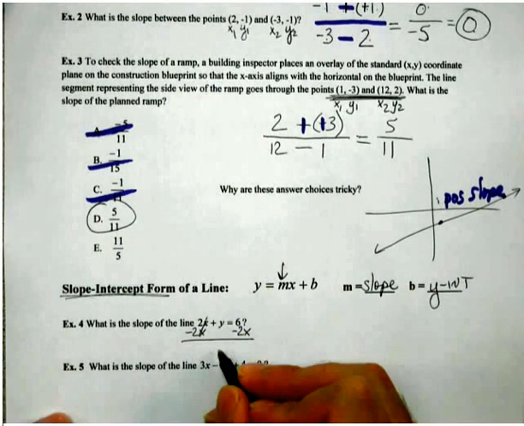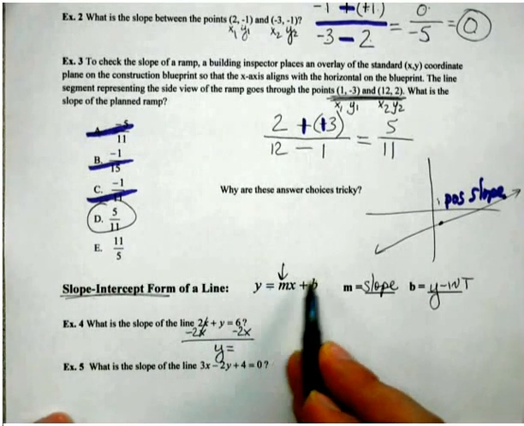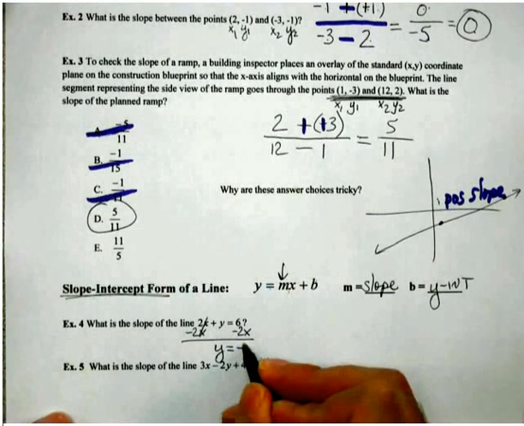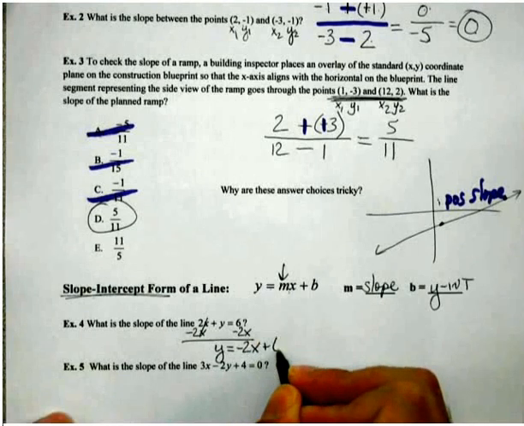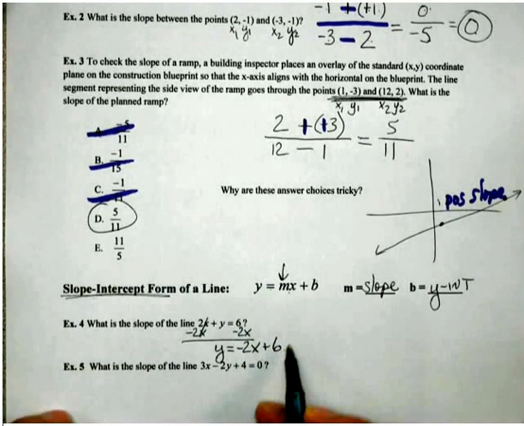And notice one other thing I'm going to do here. Notice it's y equals mx plus b. The x term is first. Write your x term first. I cannot combine these. This is not 6 minus 2 is 4. This has x, this doesn't.